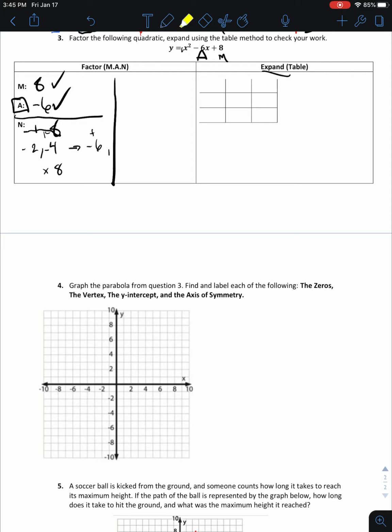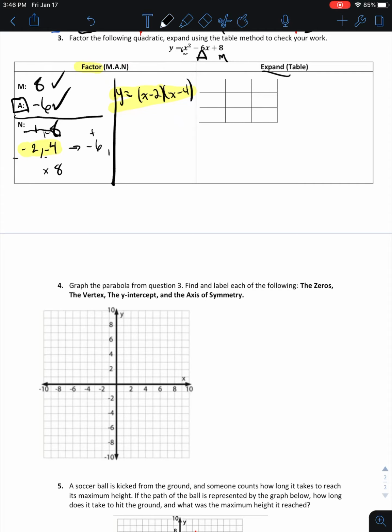What's nice about this is once I get these two numbers, -2 and -4, I simply get to write the variable from the question, in this case x, in front of these two numbers. So x minus 2, x minus 4. That's it, factored in factored form. Now I'm going to do something else here. That's the answer for the first box. That's it, factored in factored form.